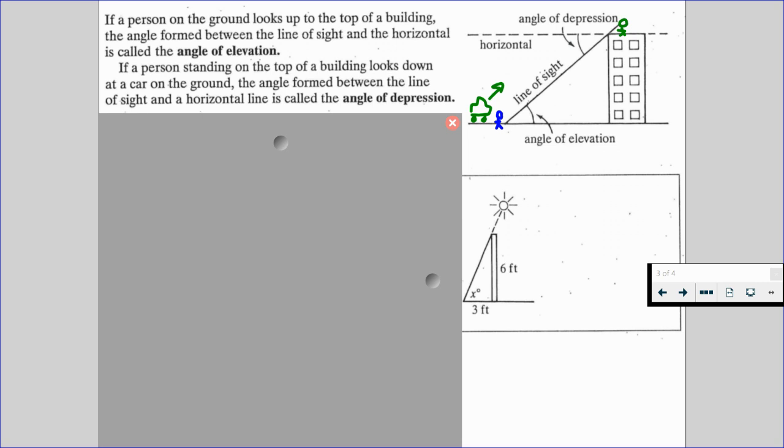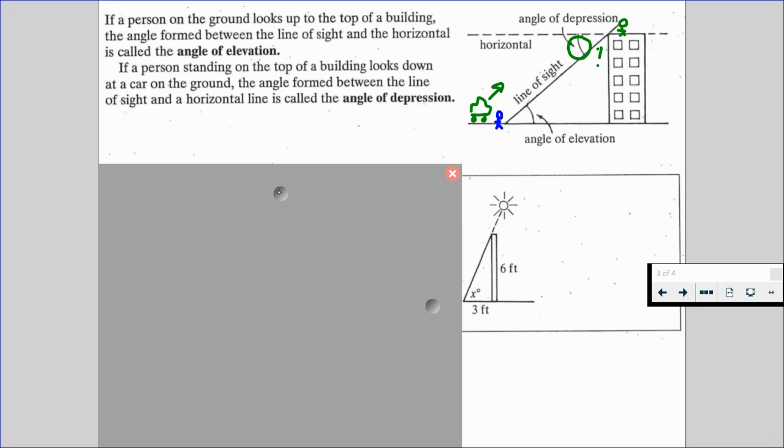Now, notice that the angle of elevation and the angle of depression are congruent. They are the same measure because the horizontal is going to be parallel to the ground. Many students make the error of assuming that this angle right here is the angle of depression, but that is not the angle of depression. It's going to be the angle looking down on the outside of our building. So it's going to be this angle right here, which again is congruent to the angle of elevation.